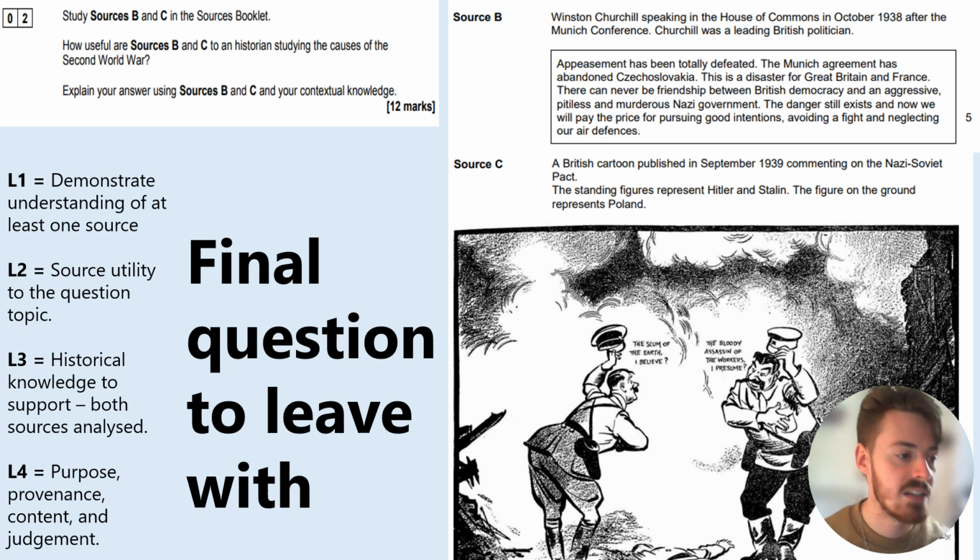Study source B and C. How useful are B and C to historians studying the causes of the Second World War? This is a 12-mark question. You've got source B and C on the board. I'll leave you to get on with it.